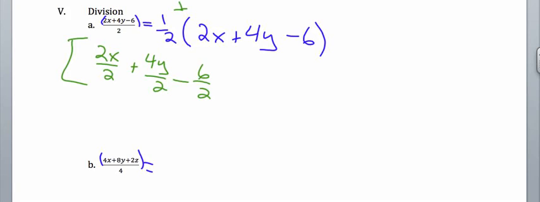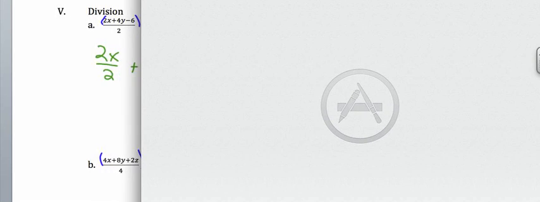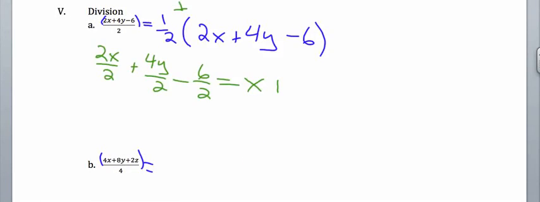Okay, so simplifying this green version or the blue version, it doesn't really matter. I get x plus, whoops, apparently I opened the App Store, sorry. I get x plus 2y minus 3. And I'd get the same thing if I distributed the 1/2 up there too. So try B on your own, come back and check, and then we'll be good.